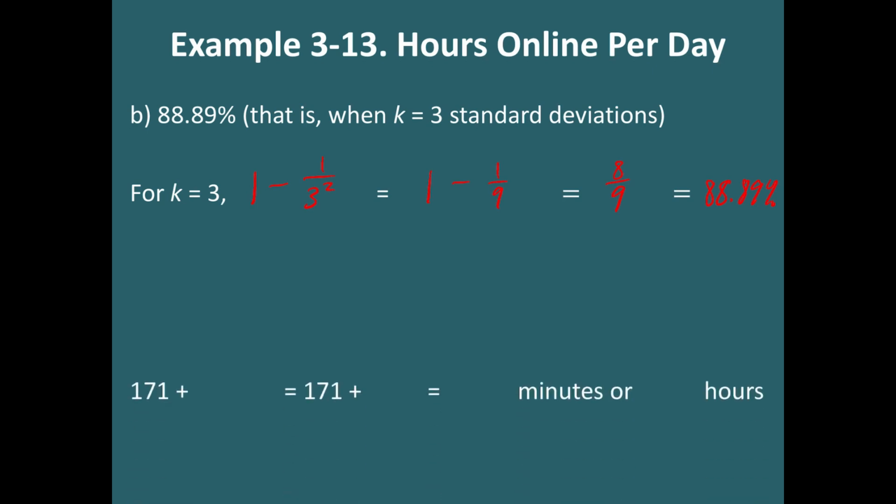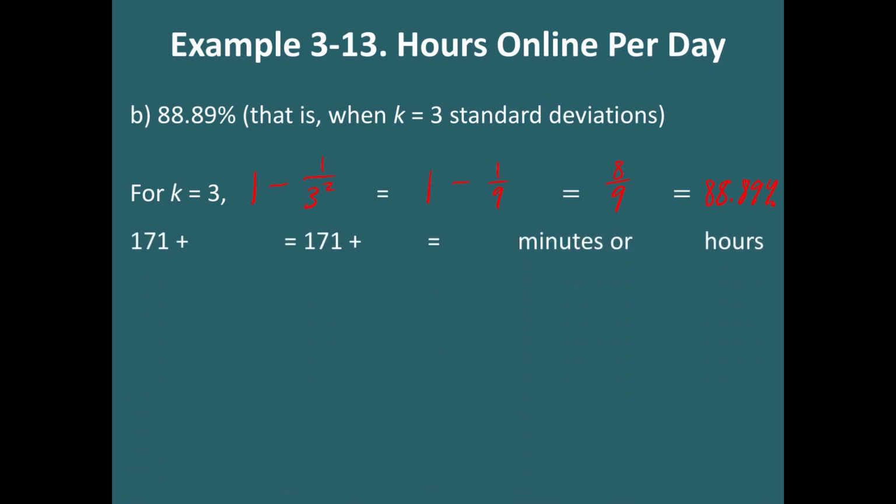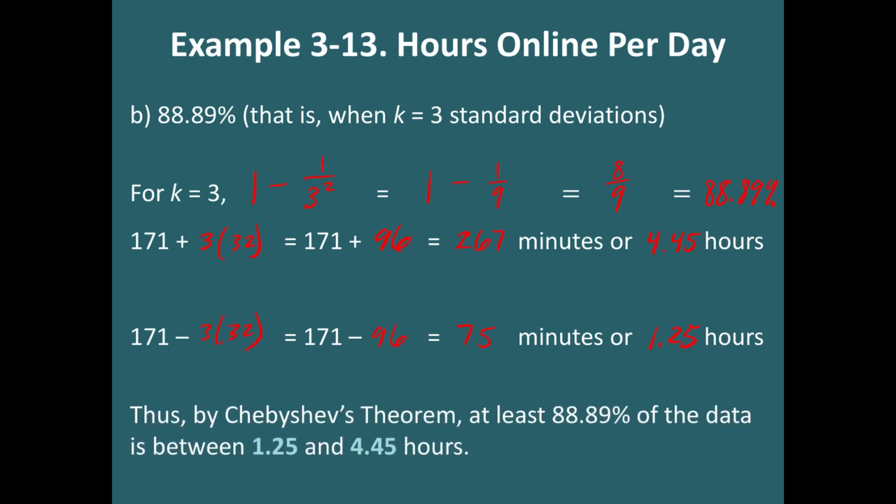So once again, we're going to take the mean and add 3 standard deviations to it. So this time 3 times 32, which is 96, which gives us 4.45 hours. But also, let's not forget to subtract 3 standard deviations, this time giving us 75, or rather 1.25 hours. Thus, by Chebyshev's theorem, at least 88.89% of the data is between 1.25 and 4.45.